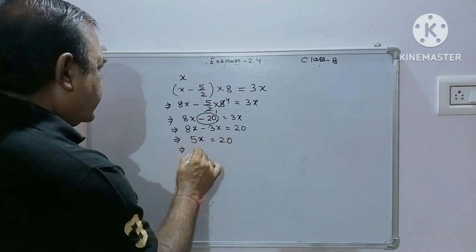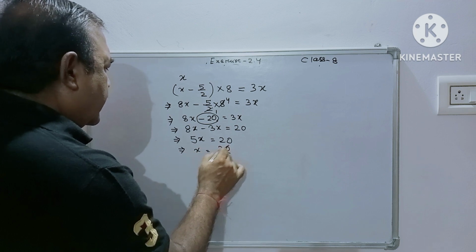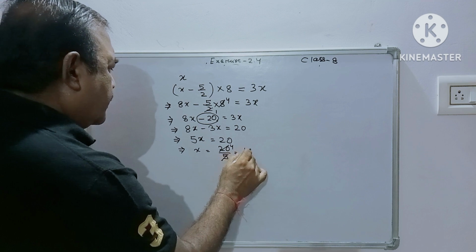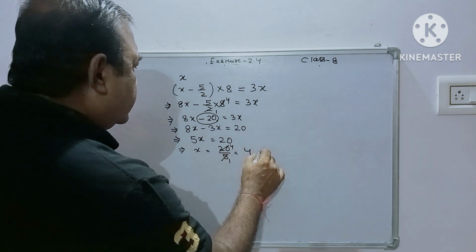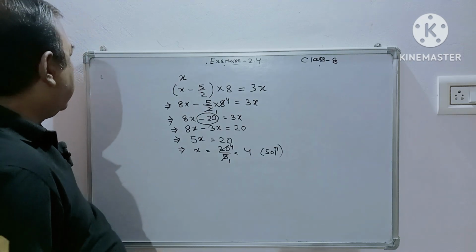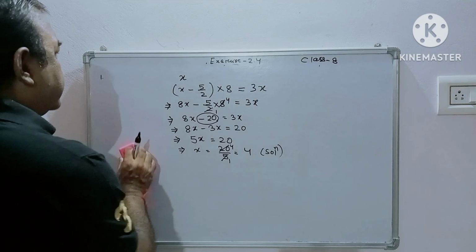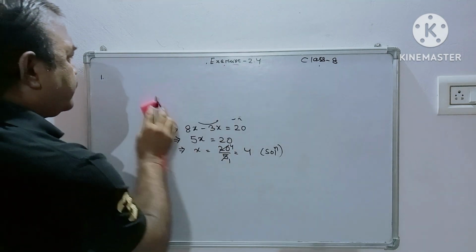That implies x is equal to 20 upon 5. 5 1s are 5, 5 4s are 20, so that is 4 upon 1, that is equal to 4. So this is the solution. This is the number she thought of. Okay, so this is question number 1. Let us move to question number 2.